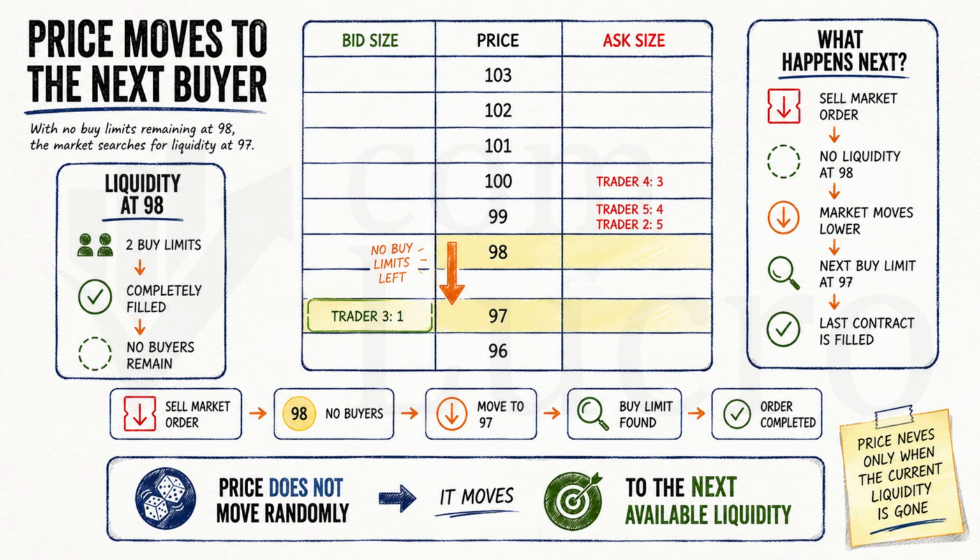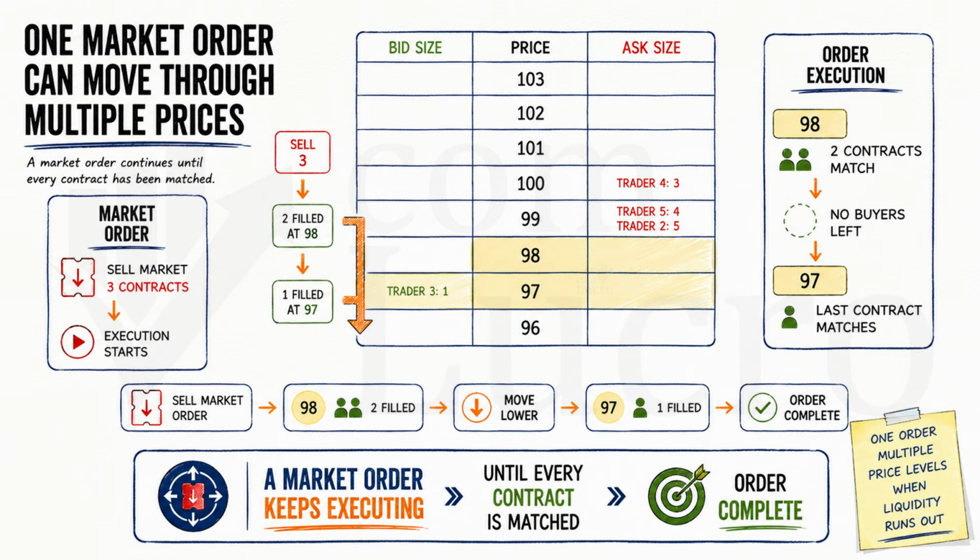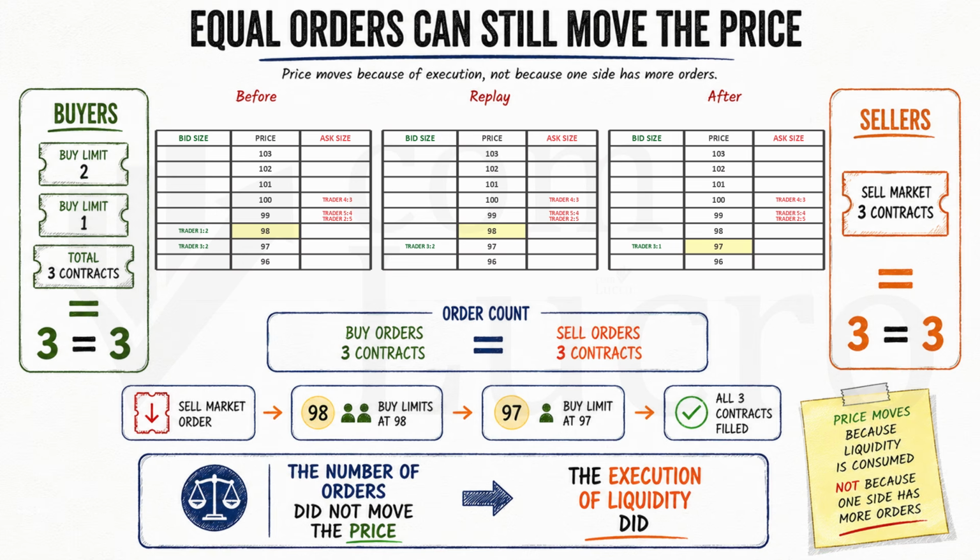At 97, the remaining sell market order pairs with a new buy limit, completing the aggressive seller's order to sell 3 contracts. This aggressive seller moved the market down because his market order was paired with buy limits at 2 different prices. His sell market order for 3 contracts matched with 2 buy limits at 98 and 1 buy limit at 97. Notice this. The price moved from 98 to 97, despite there being 1 seller and 2 different buyers. However, the number of buy and sell orders is equal, a sell market order for 3 contracts and buy limits for 3 contracts in total.